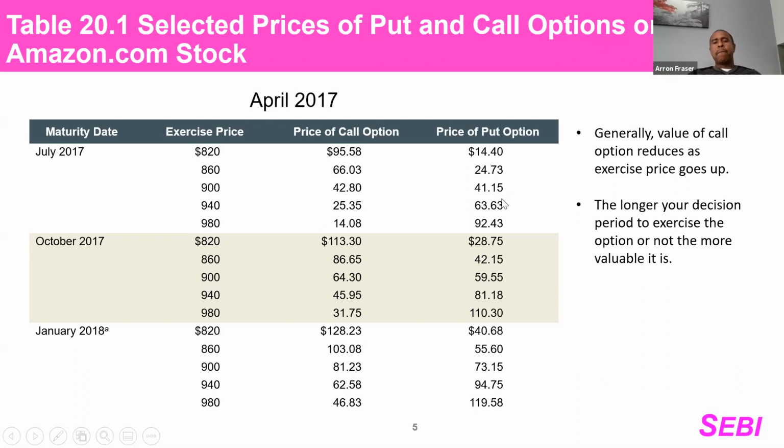On the put side, you can also go to an option trader and say, look, I'm going to pay you now to have the right to sell. So I'll pay you $55.60, which gives me the right to sell Amazon shares in this particular time period for $860. So when you buy a call, it's the right to purchase at a particular price during a particular period. When you buy a put, it's the right to sell a particular share at a particular price during a particular period. So remember: call, purchase; put, sell.